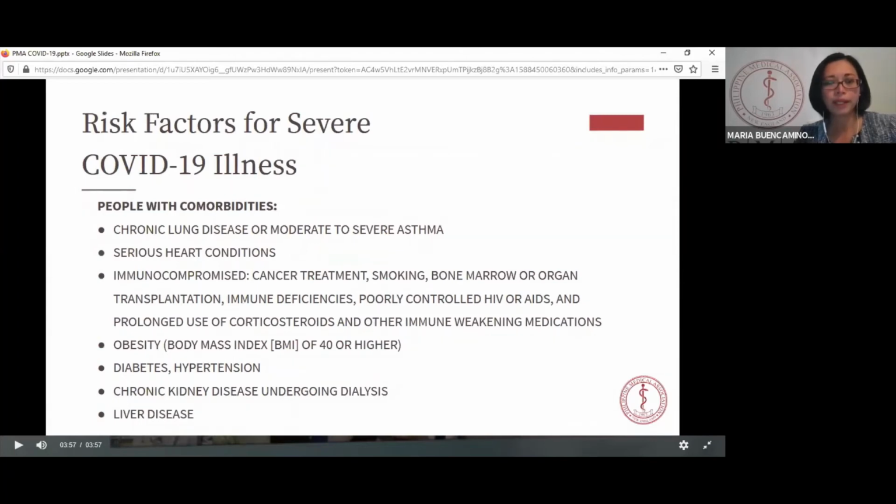People with comorbidities, including chronic lung disease, serious heart conditions, those who are immunocompromised, such as those undergoing chemotherapy, smokers, transplant patients, those with immunodeficiencies, and those taking medications that can weaken the immune system are at high risk. Obesity is also considered as one of the risk factors for severe illness. Diabetes, high blood pressure, those with chronic kidney disease, undergoing dialysis, and liver disease are also at high risk for severe COVID-19 illness. Next slide.